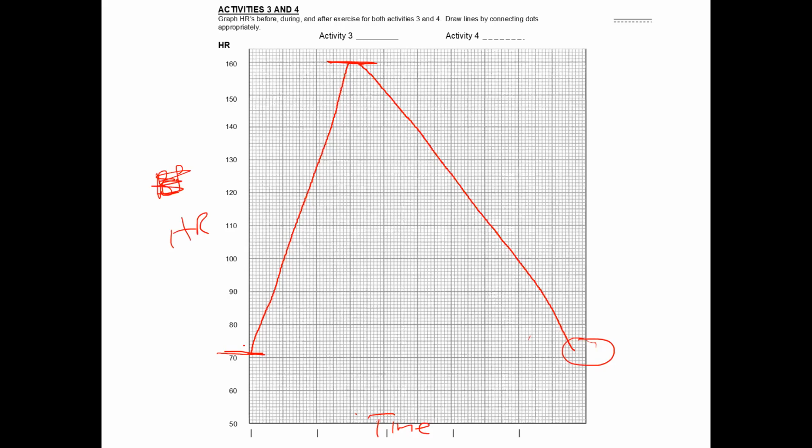So going from 70 to 160, and how long it takes to go from the peak to here. So you're measuring this time really, and how long that takes. And the faster that can happen, the better, and the better cardiovascular health you're in if your heart rate goes back to resting quicker. And it depends on your age and gender, and size, and health.